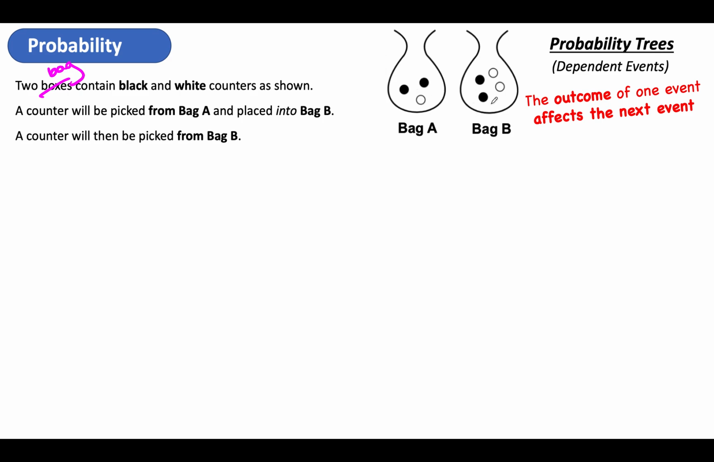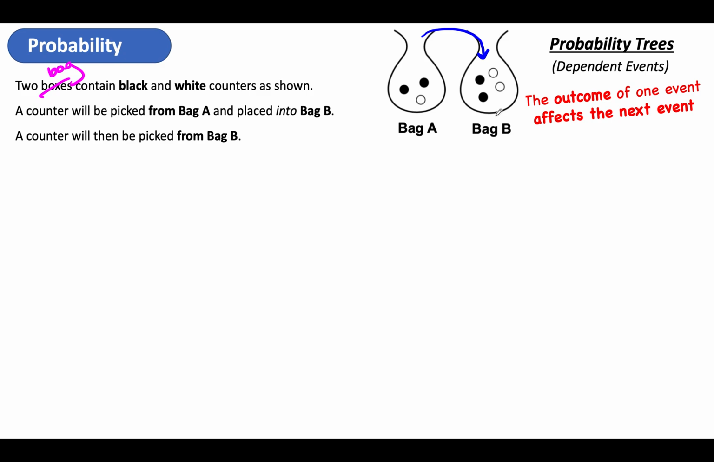Bag B has 2 black and 2 white. What's going to happen here is a counter will be picked from bag A, which is pretty straightforward, and placed into bag B. So they're going to pick a counter, and we can work out the probability of what they're going to get. Then that counter is going to be put into this bag, and then they're going to choose a counter from this bag. So it depends what was chosen the first time as to how many are in the second bag.